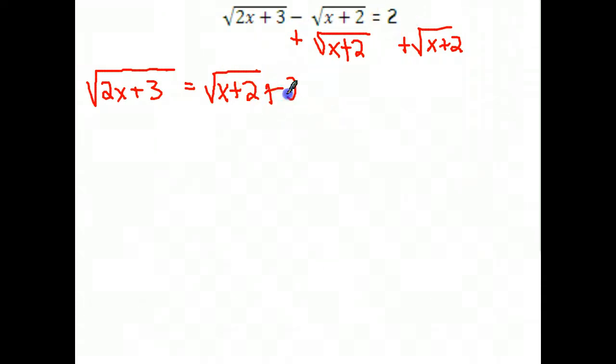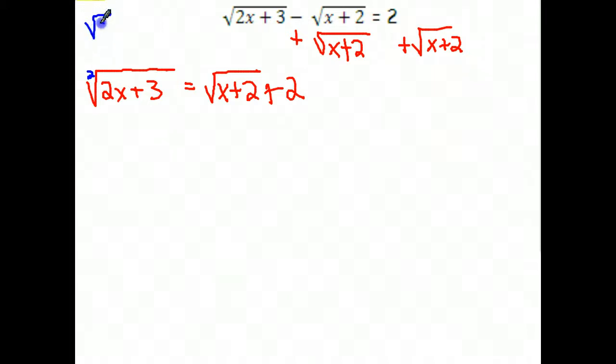So plus 2. Okay, now the next thing we need to do is figure out a way to get rid of this radical. Now radicals have what are called indexes. The square root, the index is 2. You never write it, but it is there. A cube root has an index of 3. To get rid of a radical, you raise the radical to the index. So if it's the square root, to get rid of it, you're going to square it. If it's the cube root, you're going to cube it. If it's the fourth root, you would raise it to the fourth power. So let me just make sure you understand that.